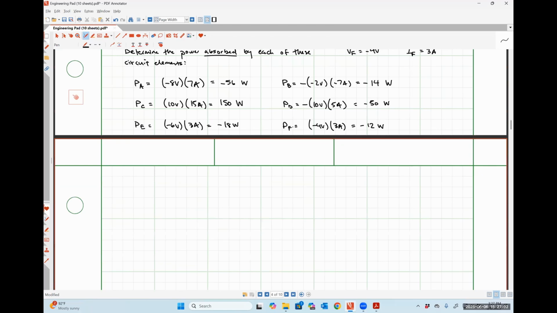Tellegen's theorem is related to power as well. So this is still kind of under the blanket of power and energy. Tellegen's theorem states that the total amount of absorbed power in a system must equal the total amount of supplied power in a system.